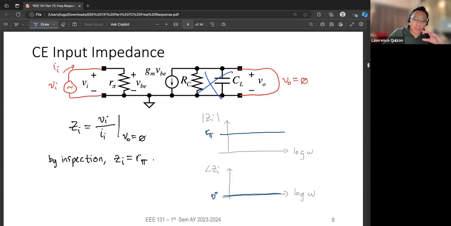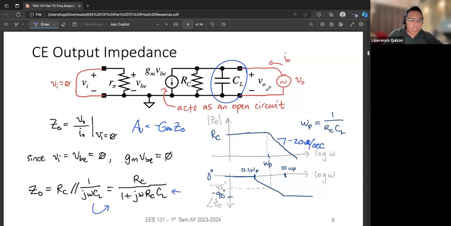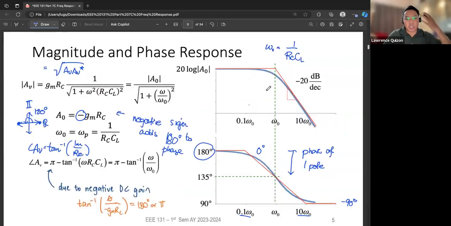bypass capacitor, you can call it by many names, but all it does really is give a frequency response to the output impedance, which in turn changes the gain such that it gives a magnitude and a phase response to the gain as well, no? With the pole being 1 over RC CL.